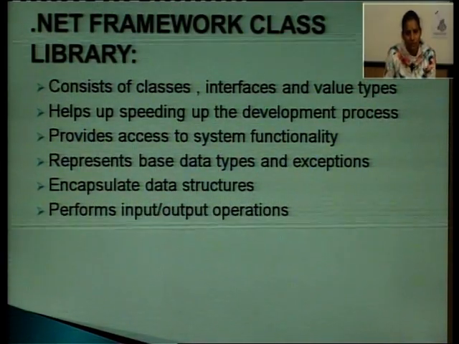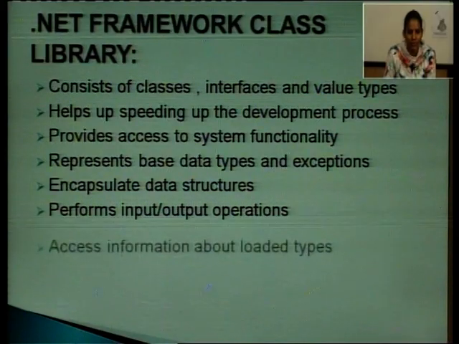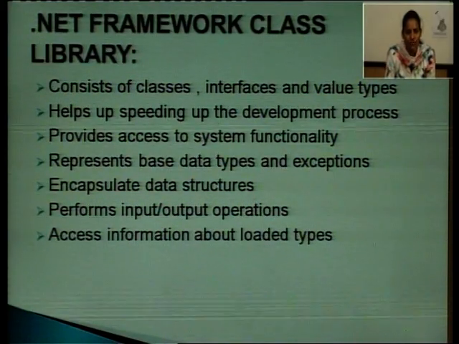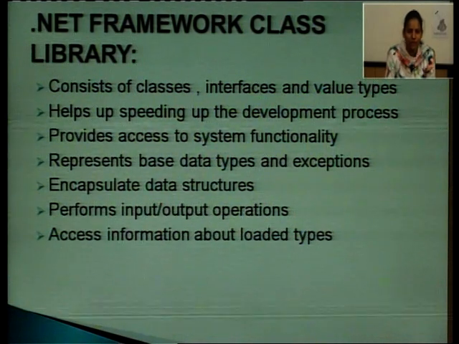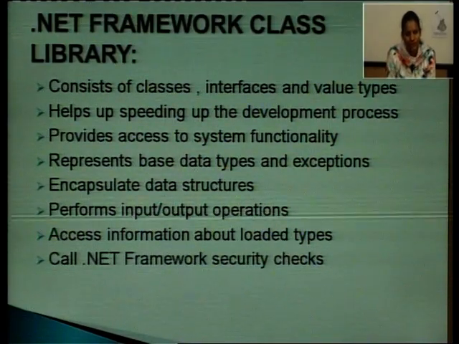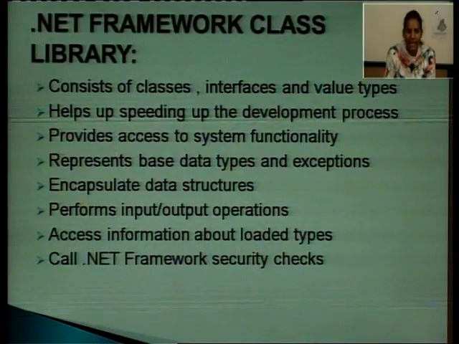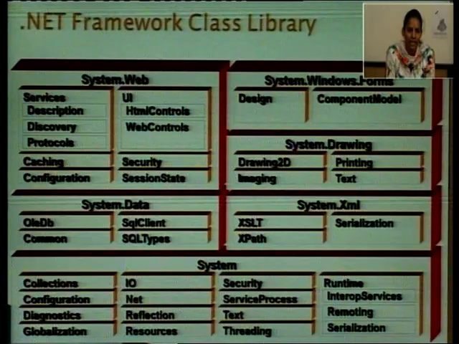It performs input output operations, as we know, cin, cout, or something else. It accesses information about loaded types, that is all the information which is already loaded can be accessed. It calls .NET Framework security checks. At different levels, security checks can be provided in the .NET Framework class library. So here are some examples of the .NET Framework Class Library.